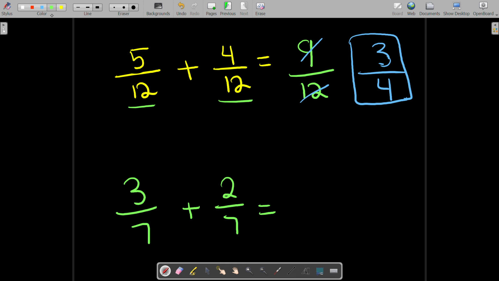Here in question number 3, we can see that we have 3/7 plus 2/7. Okay, let's go step by step. We have check the denominators. The denominators here are the same. Add the numerators. We have 3 plus 2, which is 5. Keep the same denominator, which is 7, and simplify if needed. As we can see, 5/7 is in its simplest form.